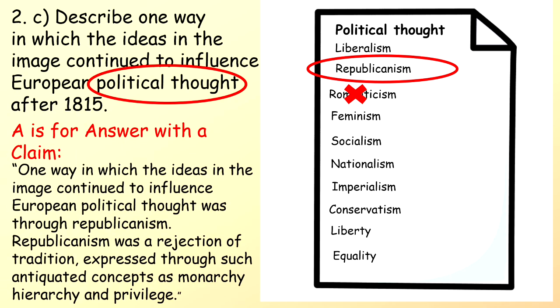And so A, I'm going to answer the question by saying something like this. One way in which the ideas in the image continued to influence European political thought was through republicanism. Republicanism was a rejection of tradition expressed through such antiquated concepts as monarchy, hierarchy, and privilege.